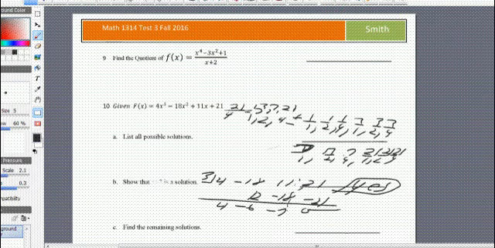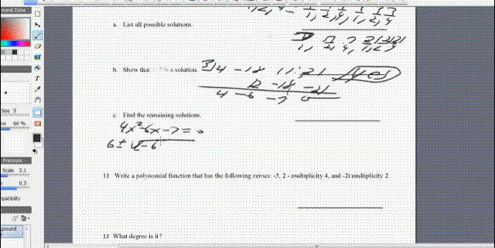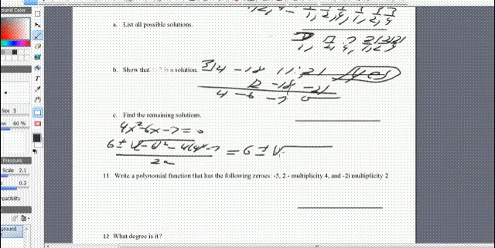Find the remaining solutions. How do you find the remaining solutions? You come up with the new polynomial, which is 4x squared minus 6x minus 7 equals 0. Got to use the quadratic formula. Opposite of b is 6, plus or minus the square root of negative 6 squared minus 4 times 4 times negative 7, over 2a. All that turned out to be 148, because that's 36 plus 112.